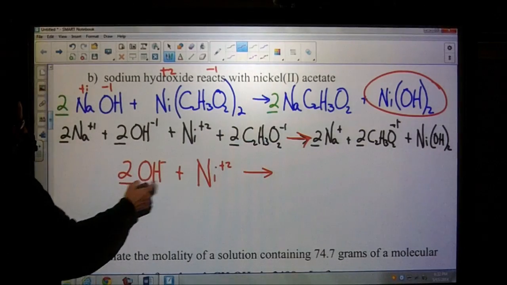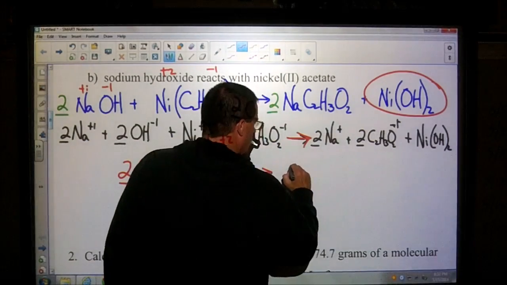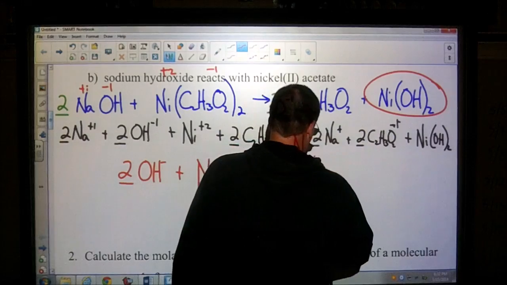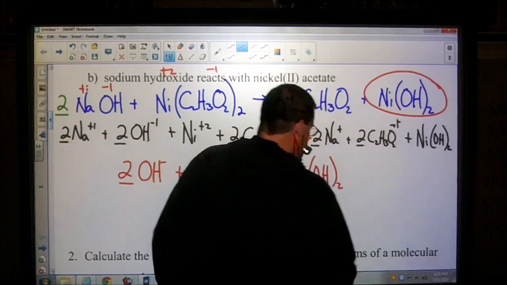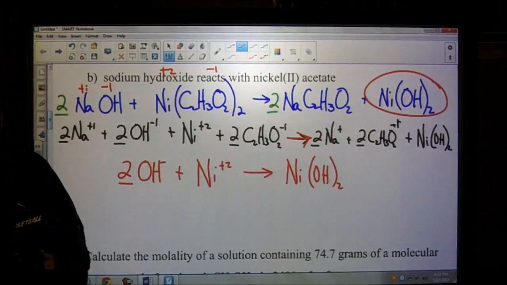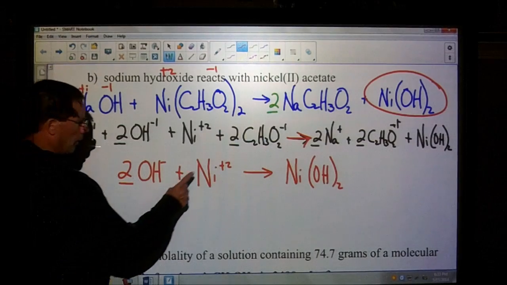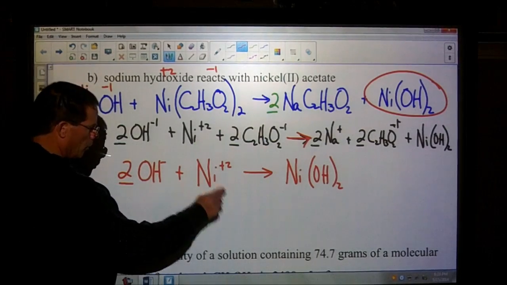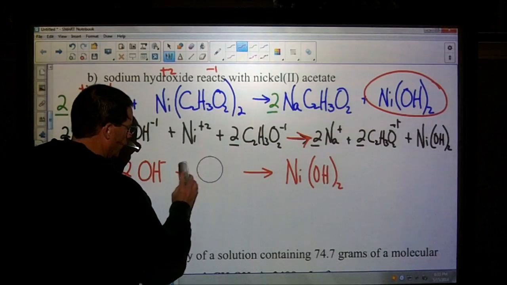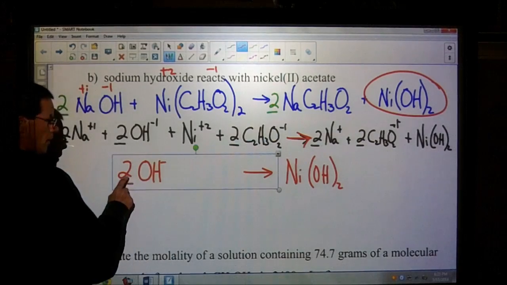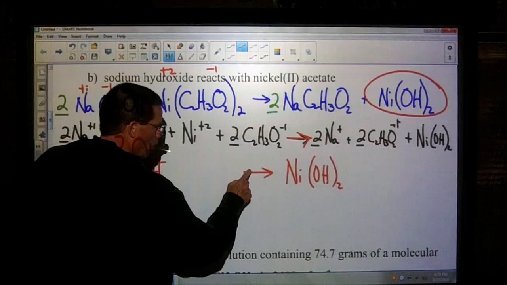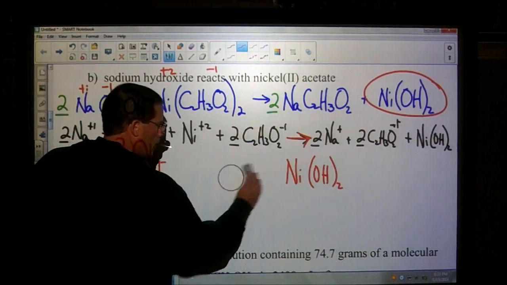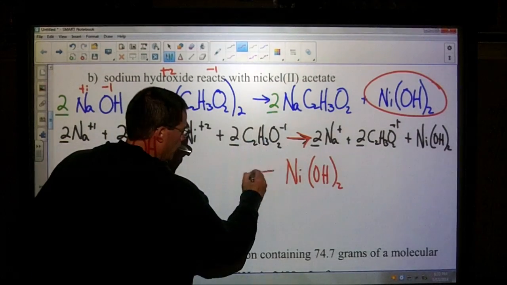So I have 2 hydroxides plus 1 nickel makes nickel hydroxide. Remember, when you write a formula, make sure the metal's written first. Now some of you are probably like, oh, I don't want that over there. I want to put the nickel first. That's okay. That's great. So if you need to write the metal first, go ahead and do that.